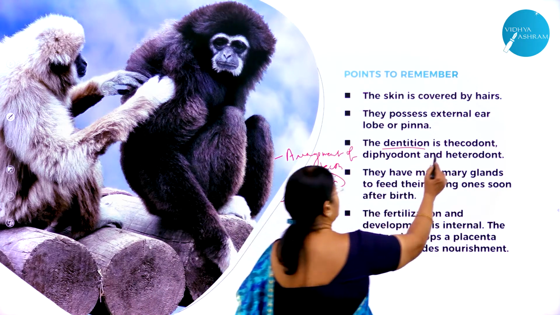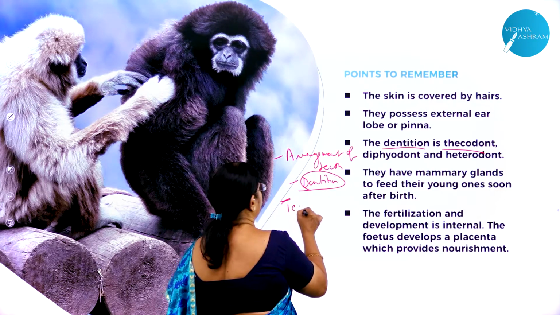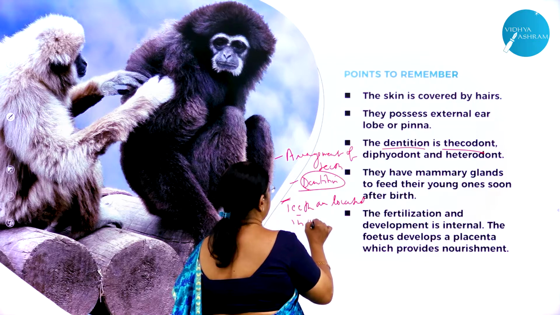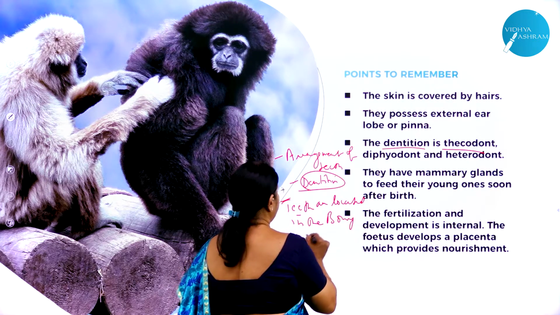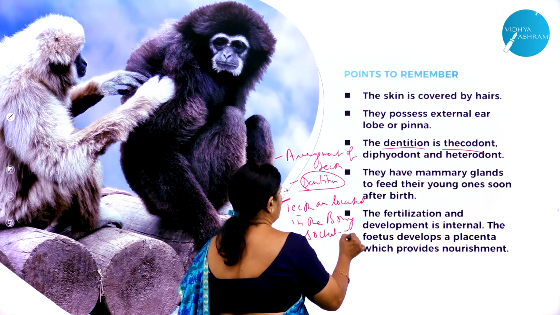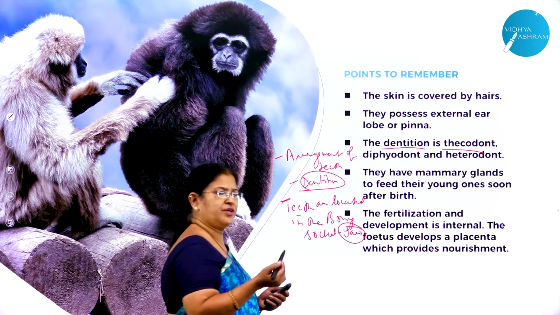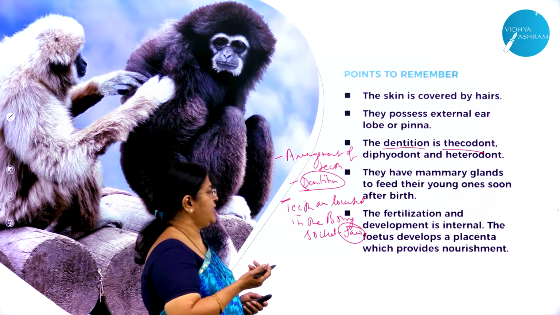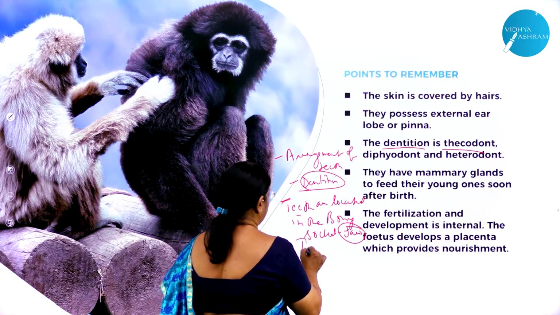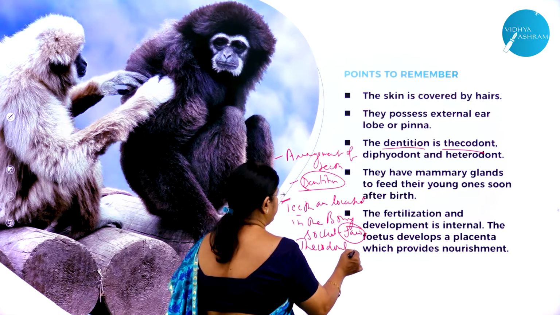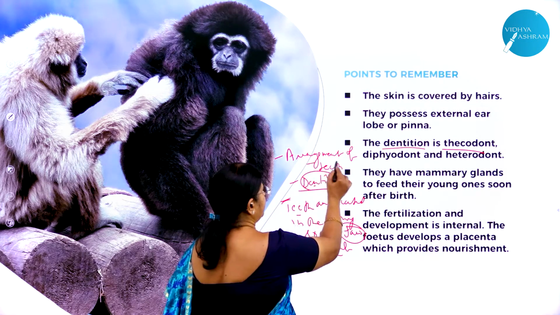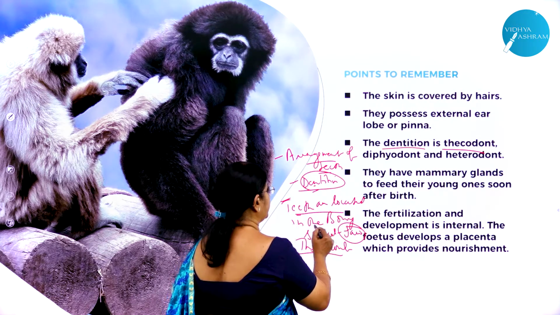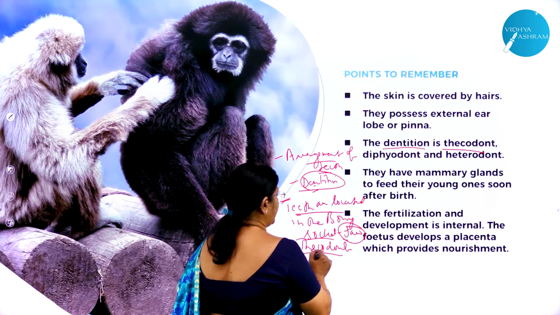And what do you mean by thecodont dentition? The teeth are located in the bony socket of the jaw. So as you know, even in human beings, you can see the teeth is enclosed in a bony socket, right? And hence such type of teeth is called thecodont dentition. What do you mean by thecodont dentition? Teeth are located in the bony socket of the jaw, hence it is called thecodont.